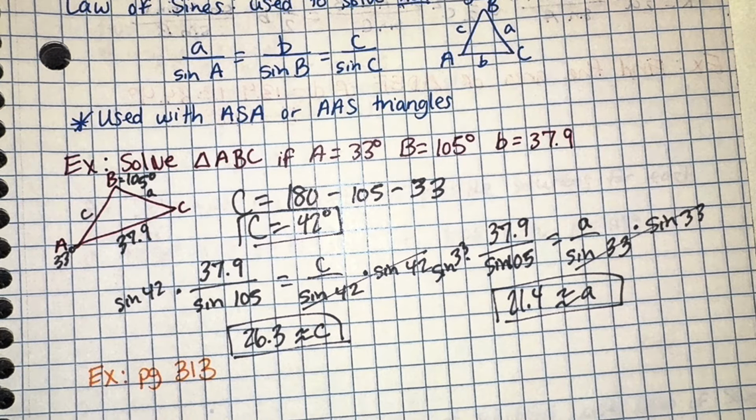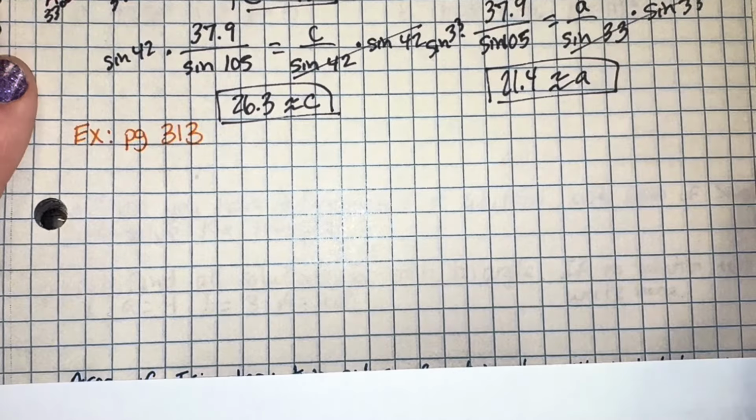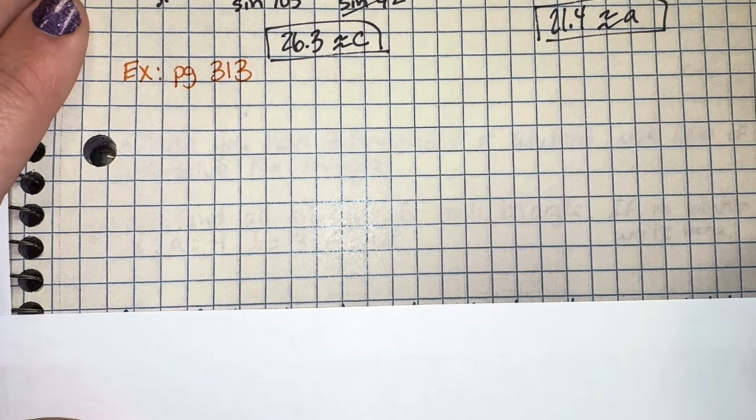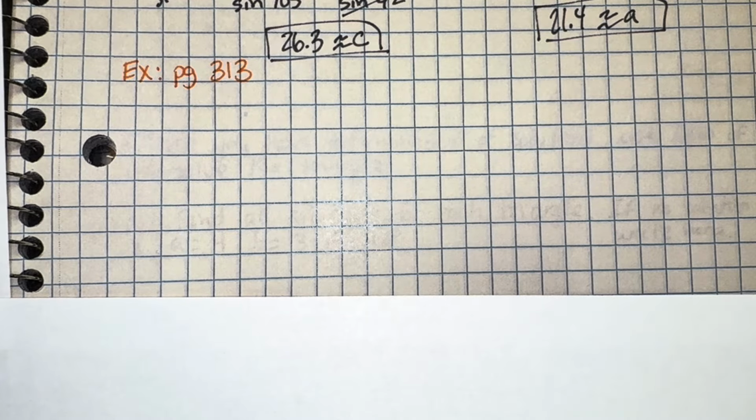All right, the next thing says that we're going to look at page 313 in our book. So I'm going to open that up and see what it says. I think it gives us a word problem. It does. So we're taking a look at the baseball word problem at the top of 313.